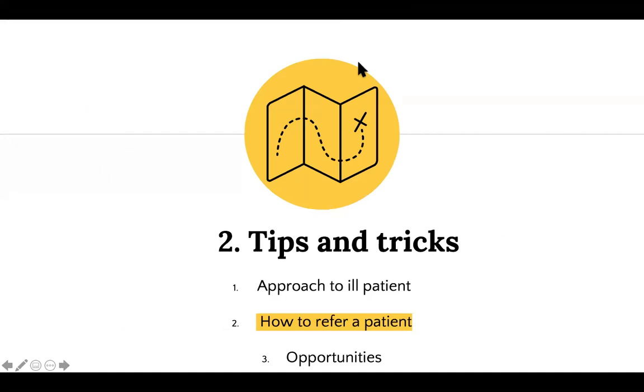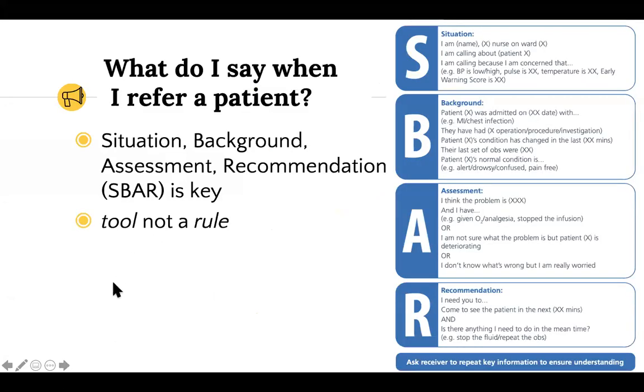So now we're going to move on to how to refer a patient, which is something I think a lot of junior doctors struggle with. I think it's also a problem with confidence levels, and it's something you'll just become more used to as you go along. So what do I actually say when I refer a patient?